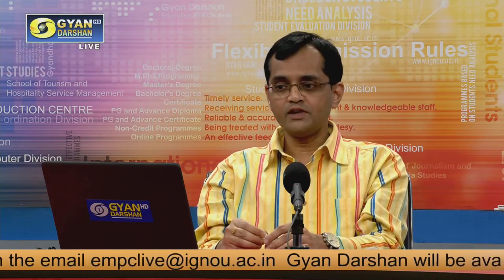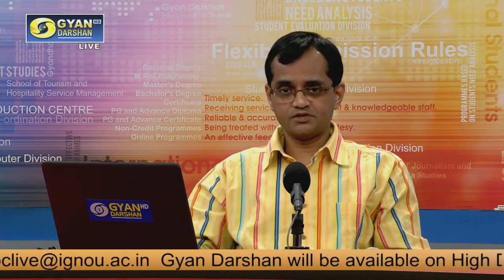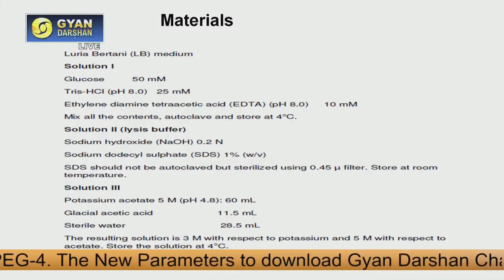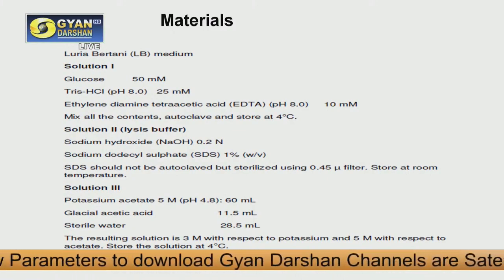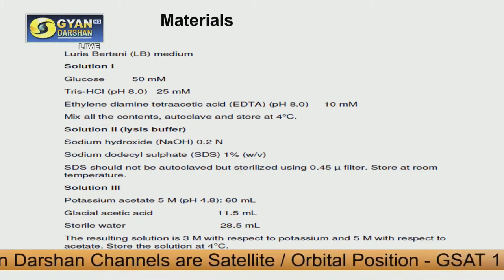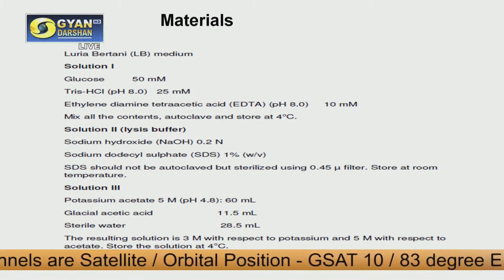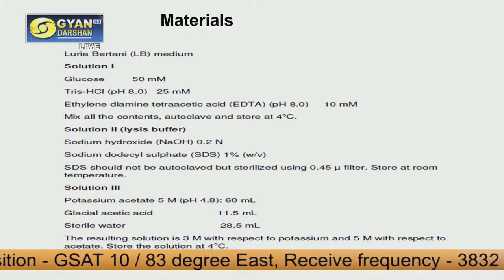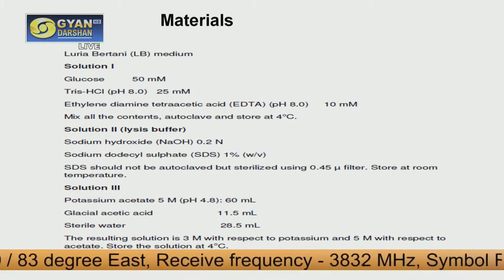Now what you have to do is you need 3 solutions, as you can see, solution 1, solution 2 and solution 3. Solution 1 has glucose, Tris, EDTA. In short, it is called GTE buffer: glucose, Tris chloride and ethylenediaminetetraacetic acid. So 50 millimolar, 25 millimolar and 10 millimolar. In that proportion, you have to prepare solution 1.